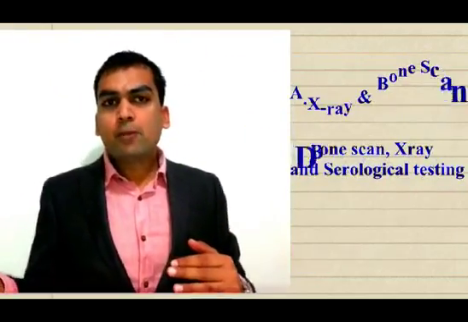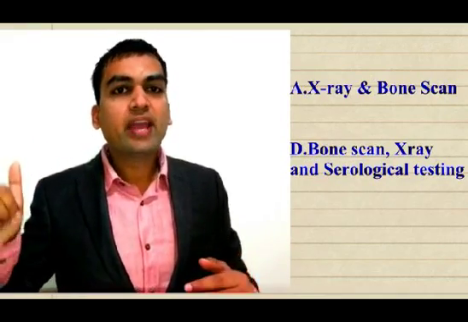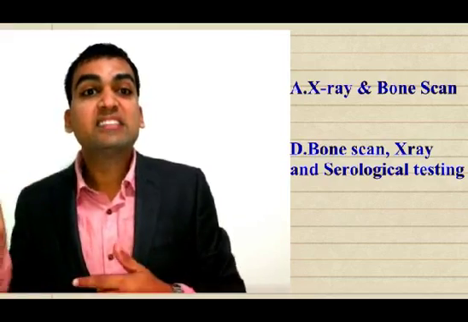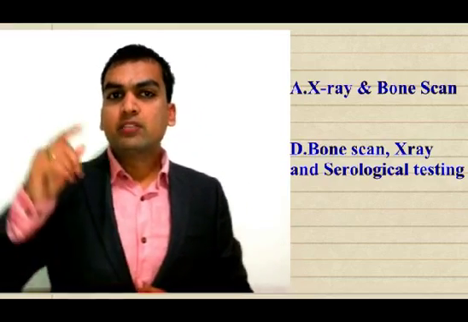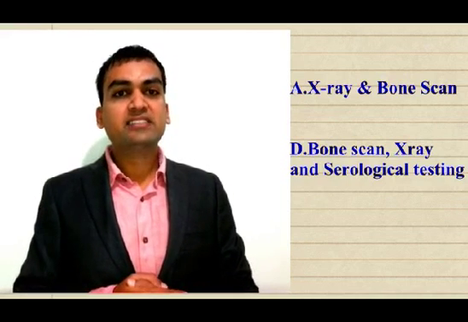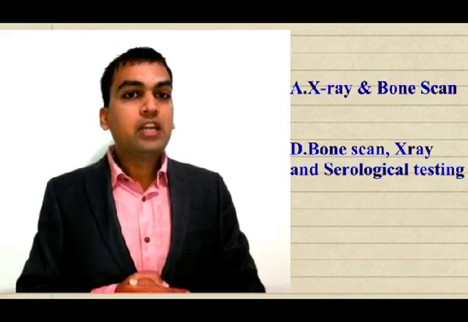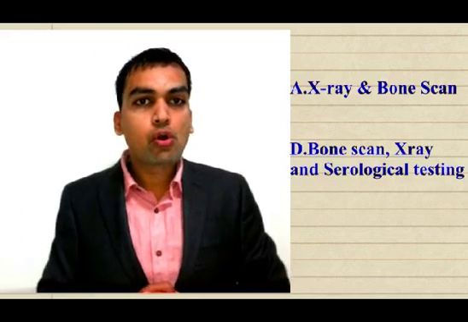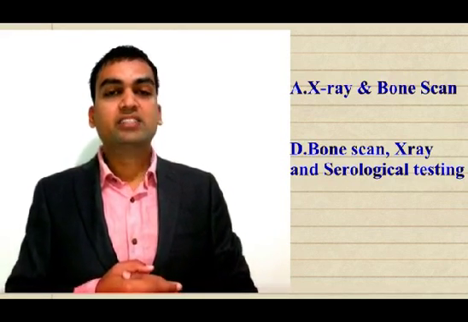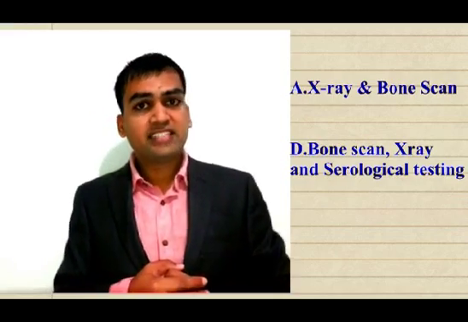If you see it properly, the first option gives you X-ray and a bone scan, and the last option gives you X-ray, bone scan and serological testing. Means the first answer is embedded into the fourth answer. Means the serological testing has a main role in finding out which one of these is the right answer. If serological testing is a good indicator, we will go with the fourth. If serological testing is a bad indicator, we'll go with the first one.